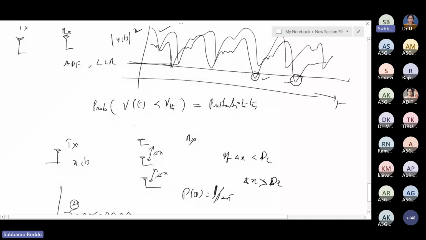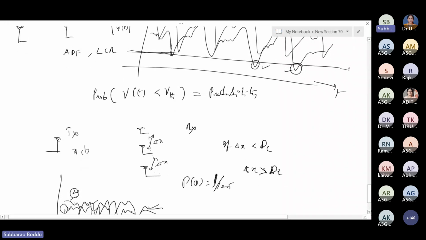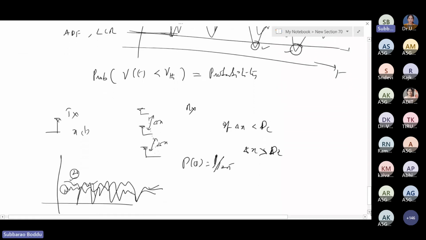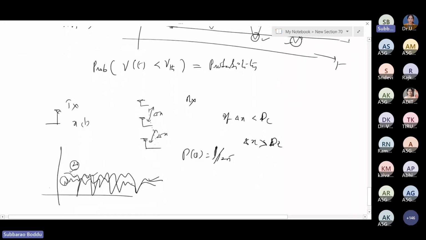Even though your individual links go below the threshold, your resultant signal, which is the best of these two, is always above the threshold. So it is hardly going below the threshold.